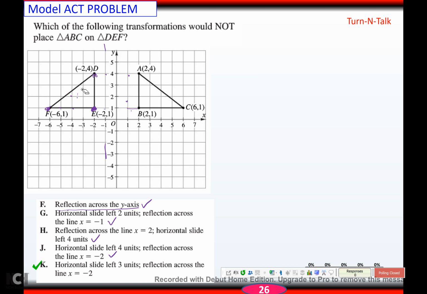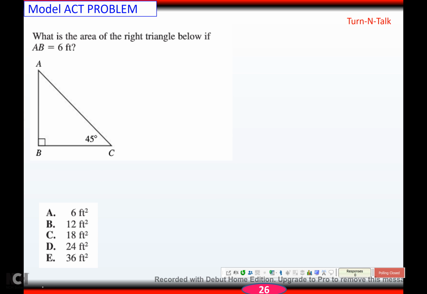So K can't be true, but let's check it. A horizontal slide left 3 units, so 1, 2, 3 puts me here. And then if I reflect across the line x equals, oh wait a second, how many over? Horizontal slide left 3, yeah, 1, 2, 3 puts it here. And then if I reflect across the line x equals -2, that would put me over here, not here. So that's the one that would not put it on top of DEF. Okay, try this one, hit pause, come back when you're ready.